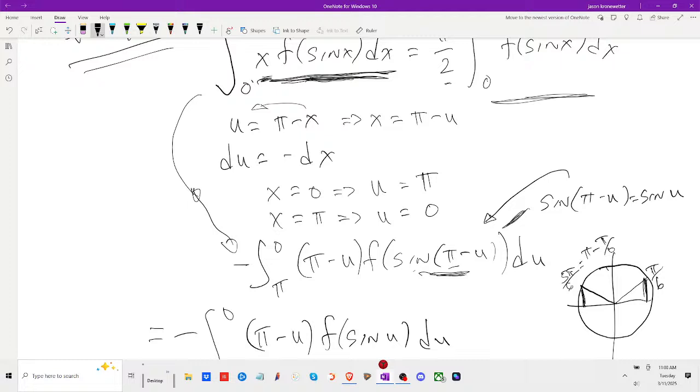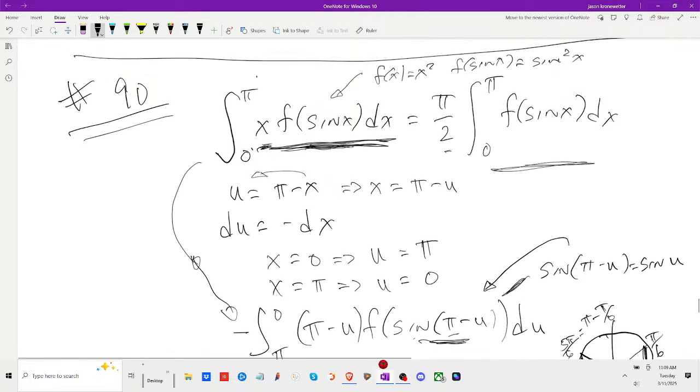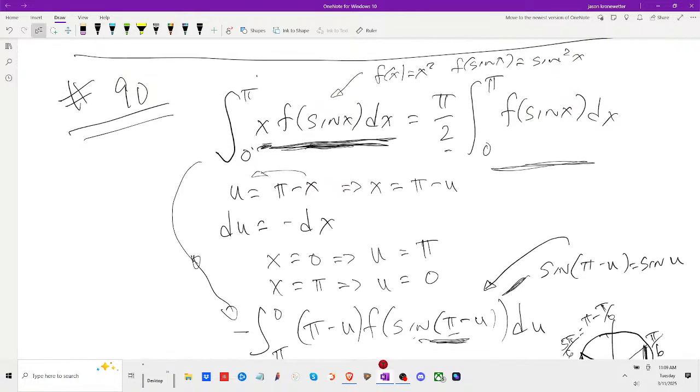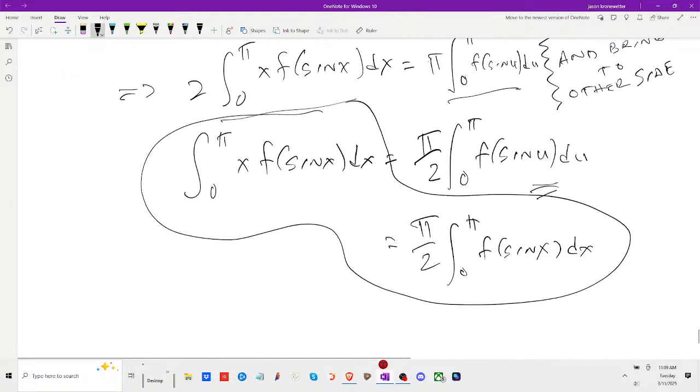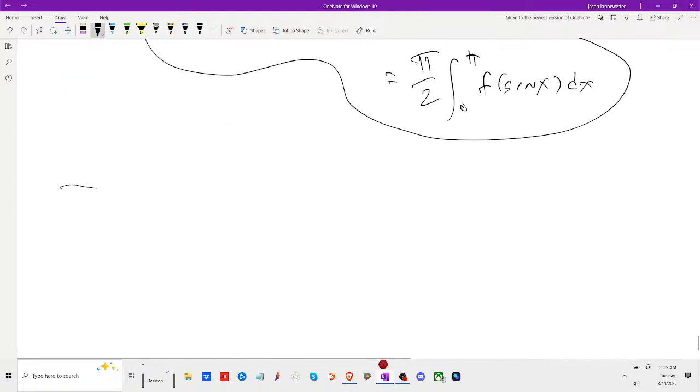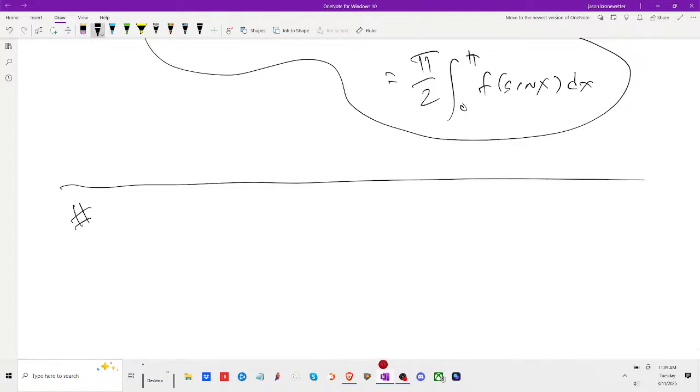And that would be tough, but the reason they would come up with this pi minus x is because sine of pi minus x is equal to sine of x. So that gives you something to do, gives you something to substitute, and then that's probably how they ended up coming up with this in the first place. Okay, let's move on from this. So that's number 90. Let's do number 91.